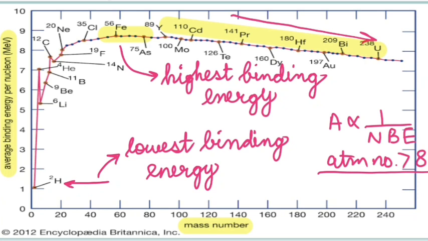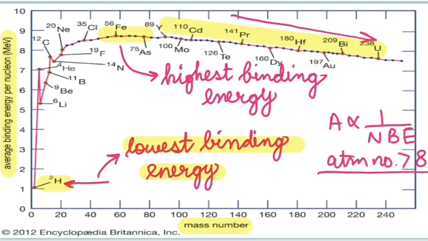Now what can we conclude from this graph? Hydrogen has the lowest nuclear binding energy, which means the energy that we have to provide will be the least. We can easily separate the nucleons and bring them to an infinite distance.